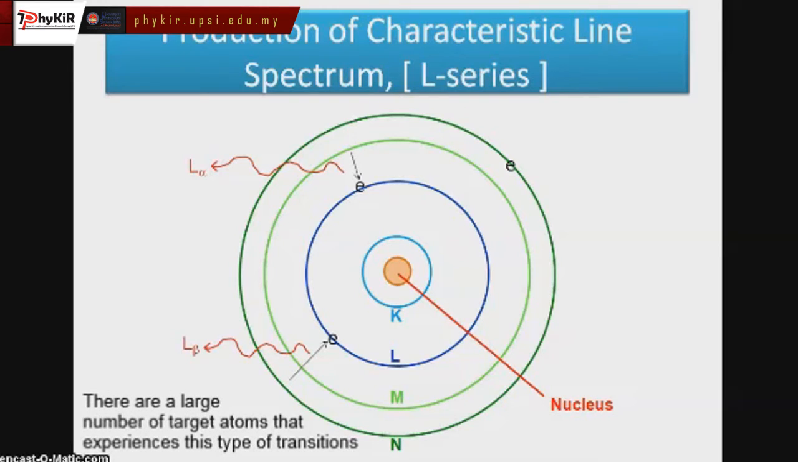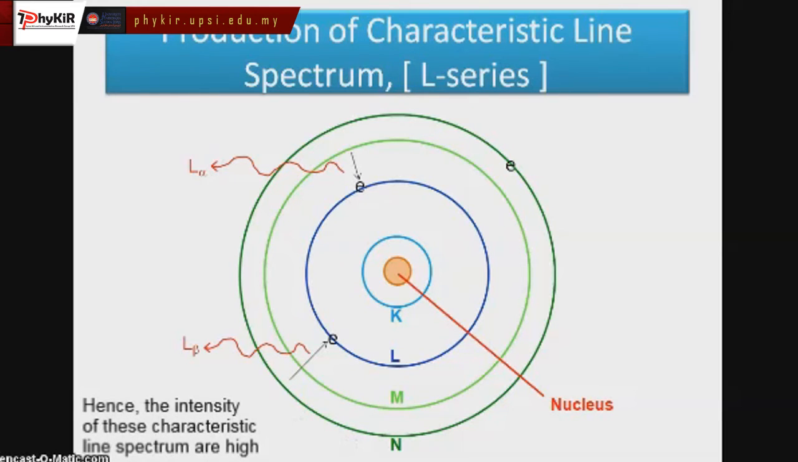There are a large number of target atoms that experience this type of transition. Hence, the intensity of this characteristic line spectrum is high.